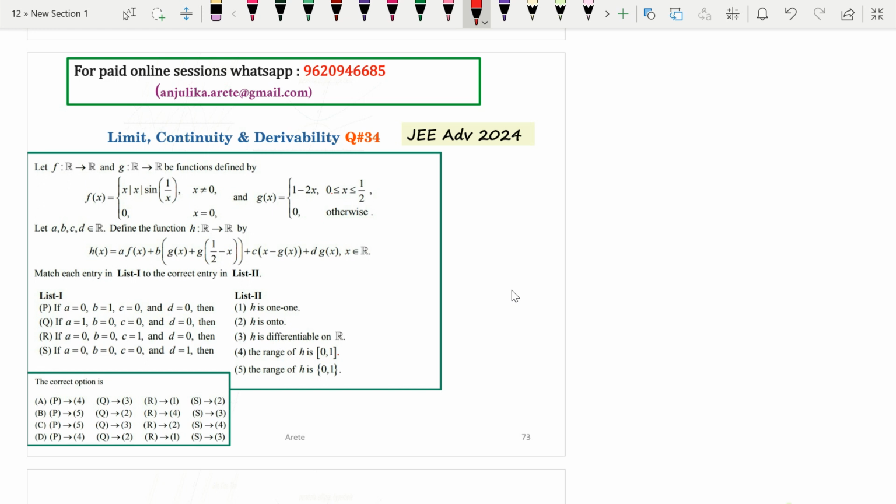Let's read this question with a little patience. F and G are two functions from R to R and they are defined like this. You can see how they are defined. Then these are real numbers and H is another function from R to R which is defined like this.